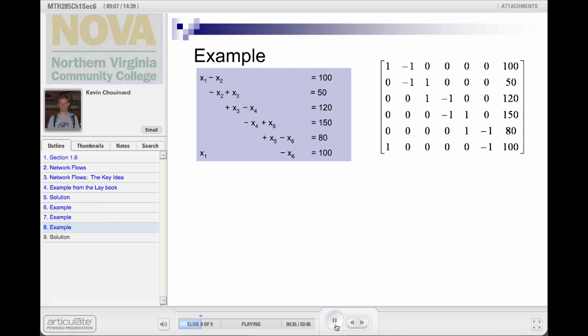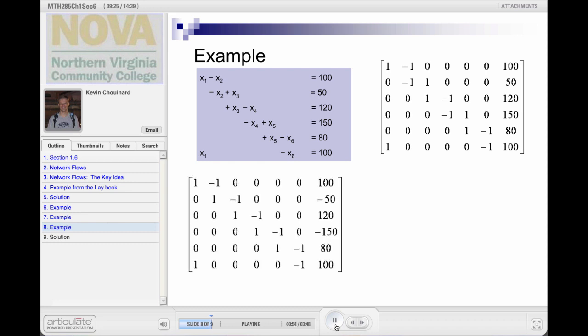But to get this in echelon form, we'd like to have each row where its first non-zero entry is a 1. And so we have that for most of the rows except for the second row and the fourth row. So I'll multiply the second and fourth rows by negative 1 so that my leading non-zero entry in each row is a 1. And so here is the result of that process.